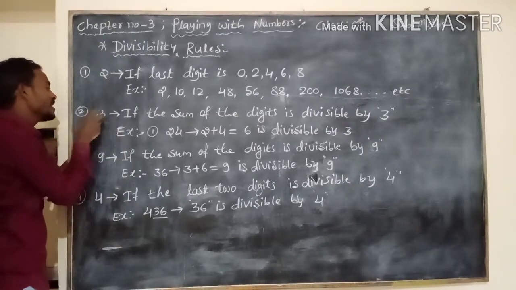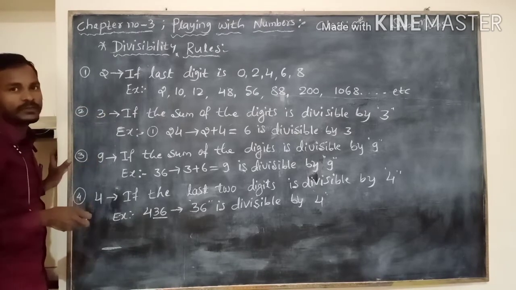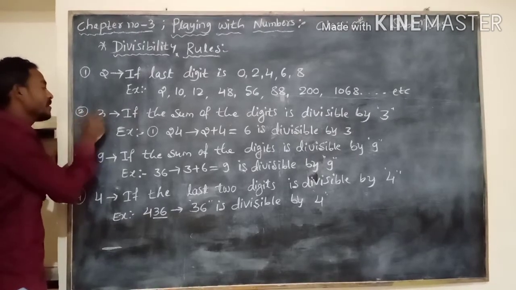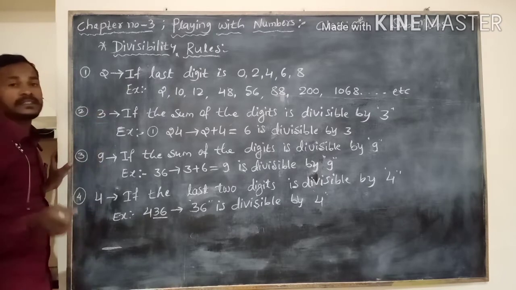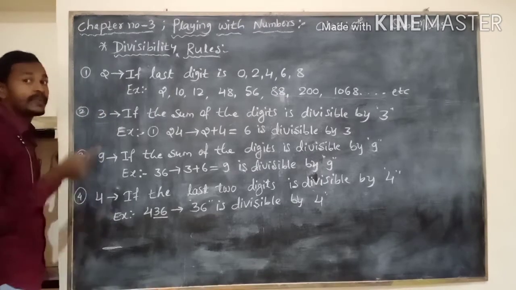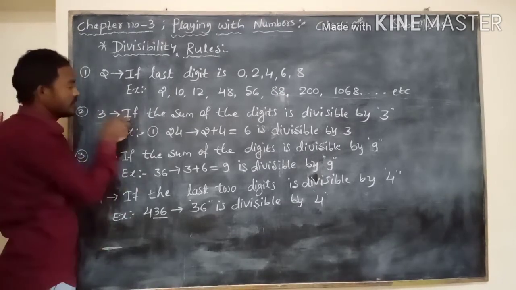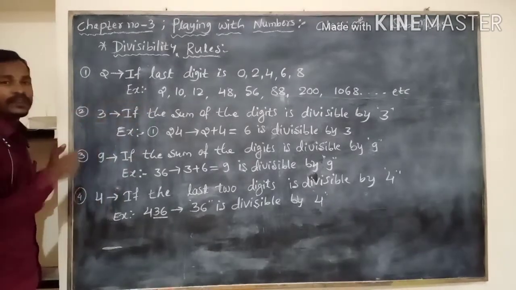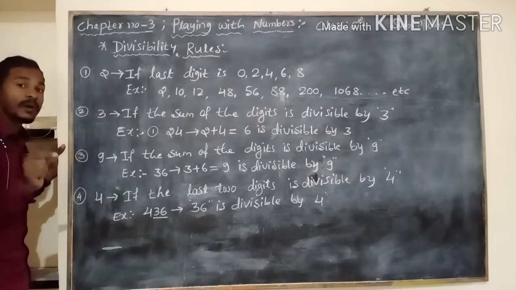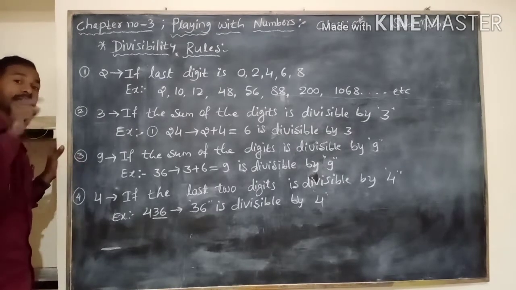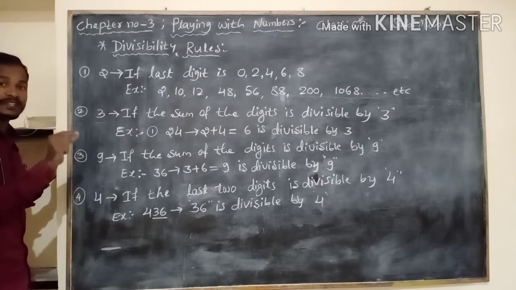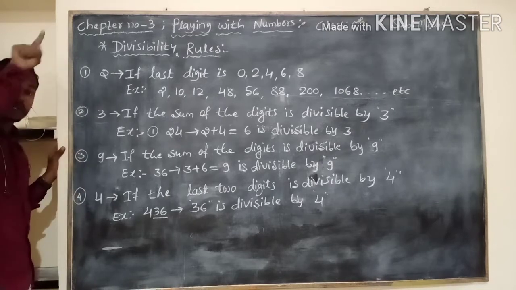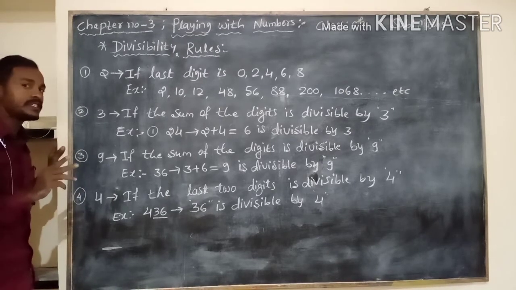The second one is divisibility rule 3. What it says: if the sum of the digits of the given number is completely divisible by 3, then the total number is completely divisible by 3.